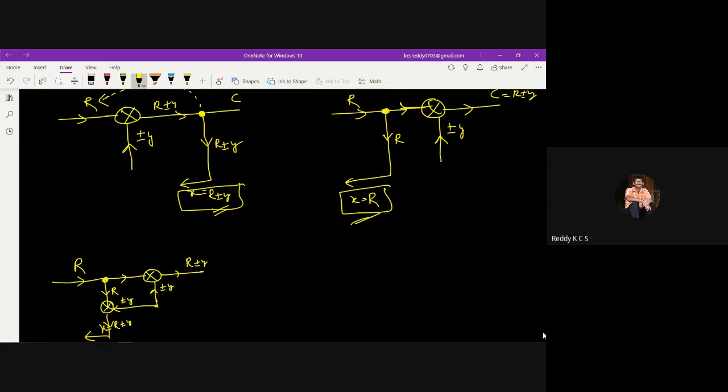So before shifting, what is the value of X? It is R plus or minus Y. What is the value of C? R plus or minus Y. So there is no change between before shifting and after shifting. So that is how it has to be done.